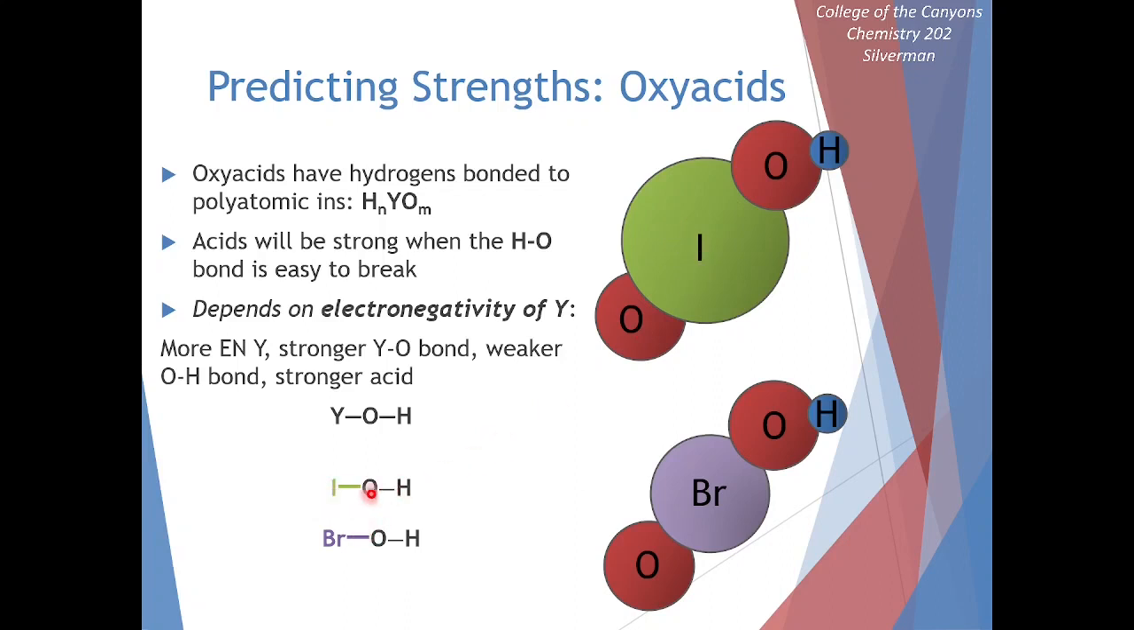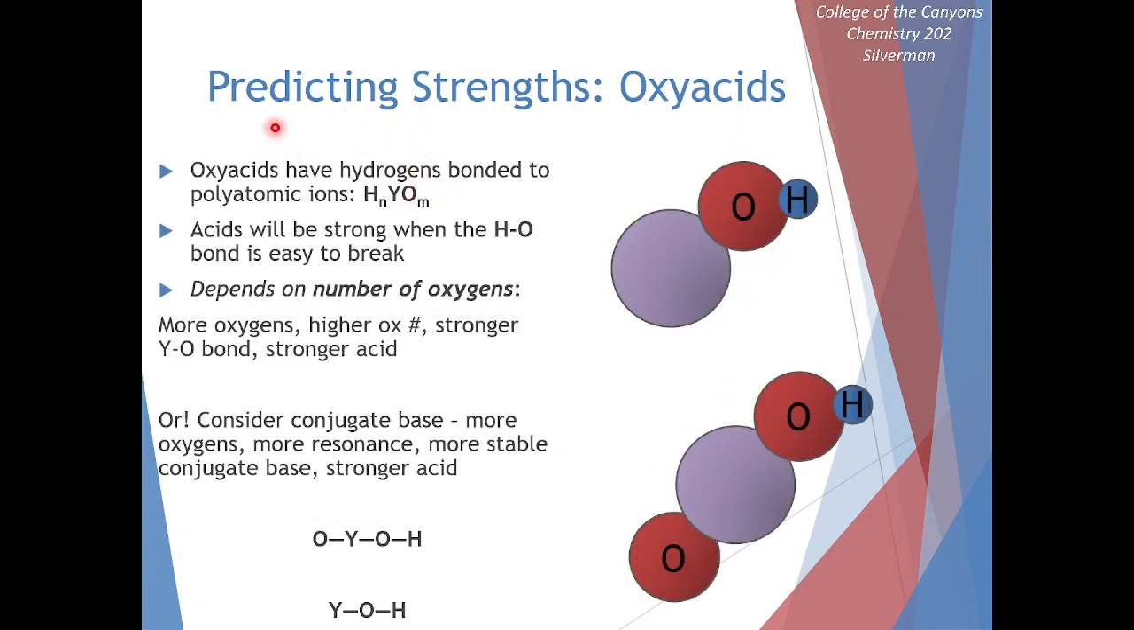Comparing this I-O-H bond with this Br-O-H bond, bromine is going to be a more electronegative center. We expect this bromine containing acid to be stronger than this iodine containing acid.